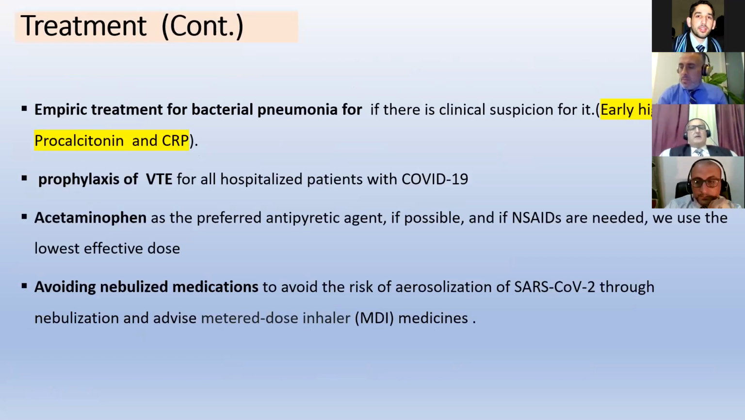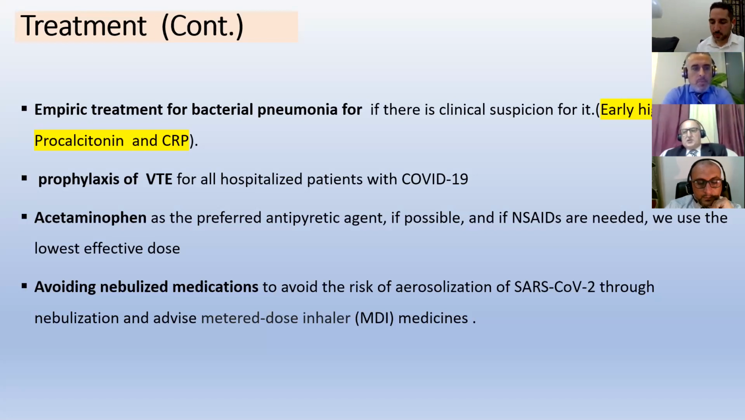Again, the empirical treatment for bacterial pneumonia is only if there is high clinical suspicion, especially with early high CRP and procalcitonin, then antibiotics can be given to avoid complicated secondary bacterial infection. For VTE prophylaxis, all hospitalized patients must be on anticoagulation.